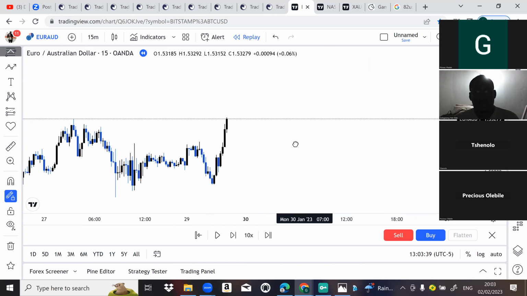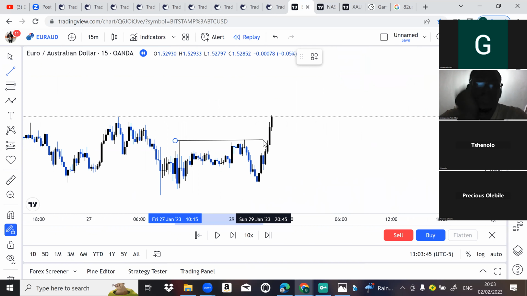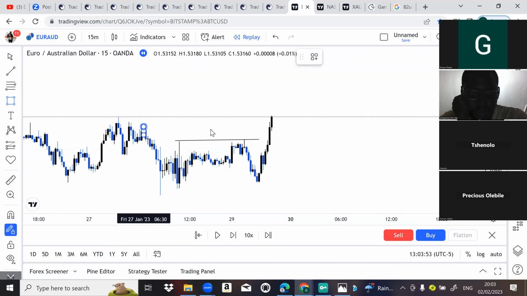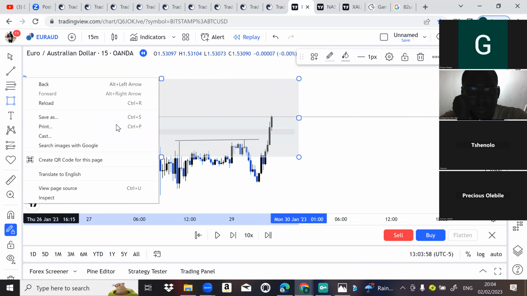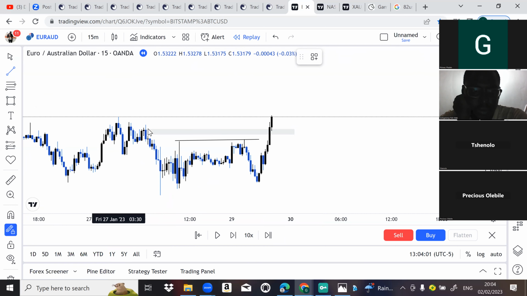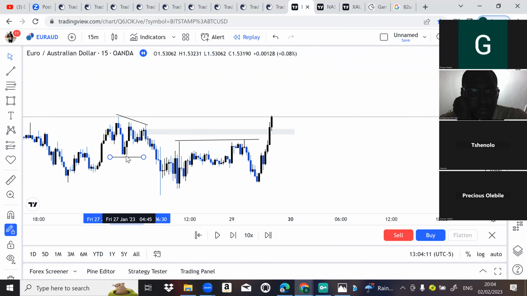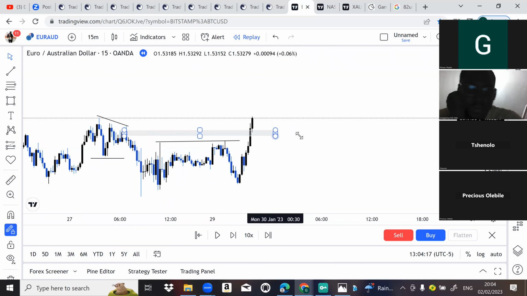So in this scenario, we have inducement. Clean 1. And then we have order block. The other thing we have is SMS, shift of structure. Then we have break of market structure. We have everything: SMS, break of market structure, inducement, but still the price failed to sell at this order block.